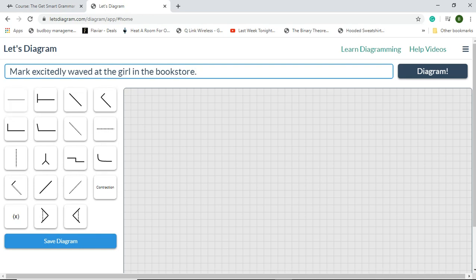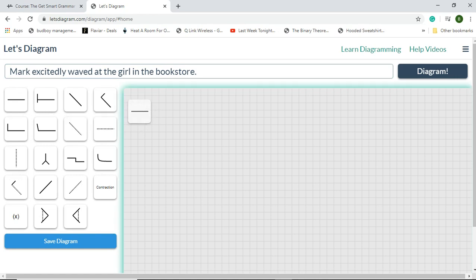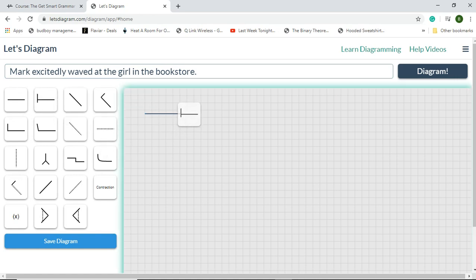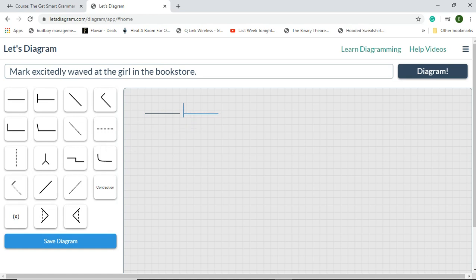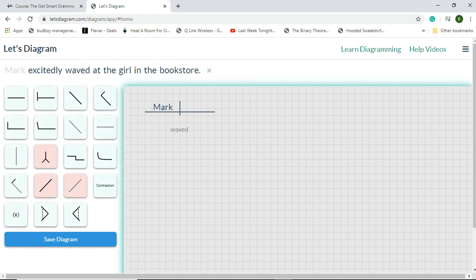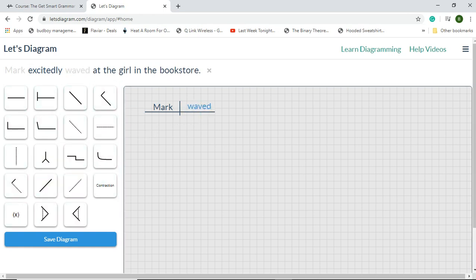So, what do we always do? We always begin with our cross. I hope you guys have been diagramming. I'm sure you have because you're all wonderful students. Okay, so if we take a look at this, to begin our diagram, we need to find the subject, and the subject of the sentence is Mark. Mark is the subject of our sentence. Okay, and what did Mark do? Mark waved. So that's a verb. What did Mark do? He waved at the girl.